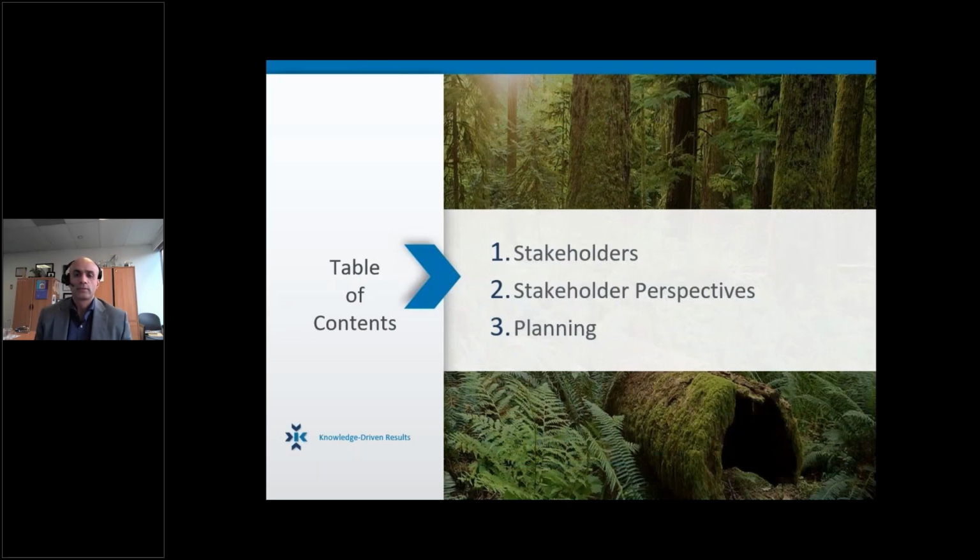In my presentation, I'm going to be talking about various stakeholders and their aspects from a remediation of a site, and also I'll touch base on planning when the planning process should be starting. Next slide, please.